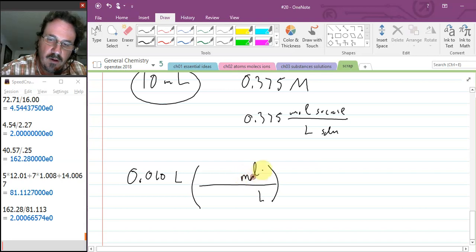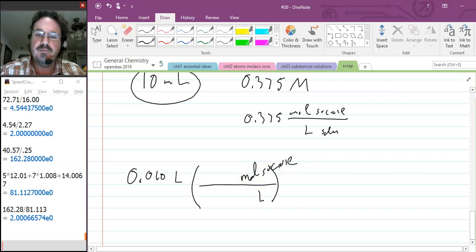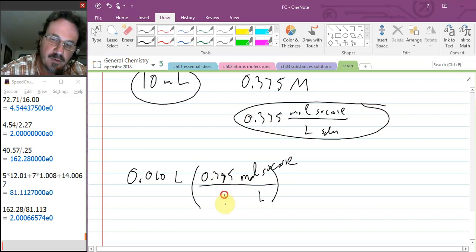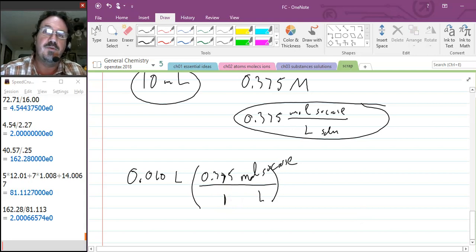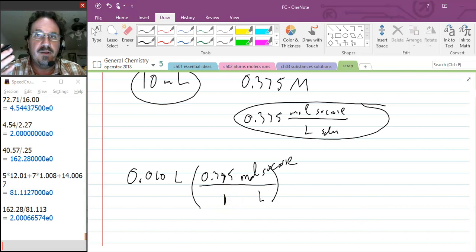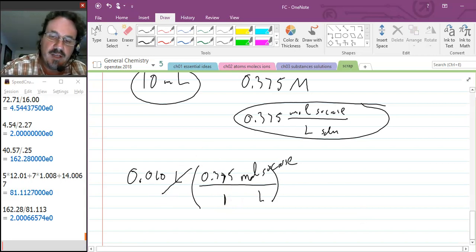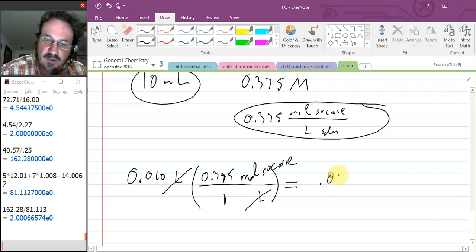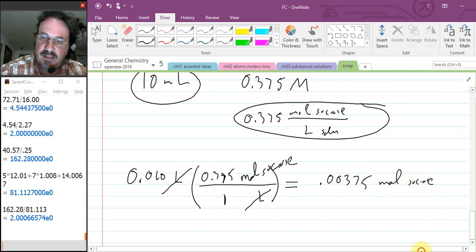Moles of sucrose on the top, and my molarity tells me what that number is. 0.375 moles per liter. That is to say, per 1 liter. That's the same thing as 12 inches per foot. Right? That same idea. So I can use molarity, the unit of concentration, as a conversion factor. Liters cancels, top and bottom. I'll put my equal sign. 0.01 times 0.375, so that would be 0.00375 moles of sucrose. Or in scientific notation, 3.75 times 10 to the minus 3 moles of sucrose.